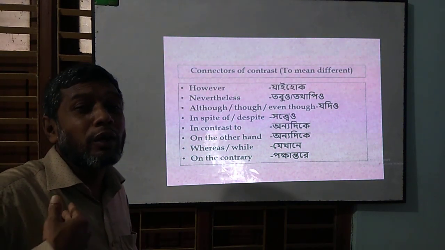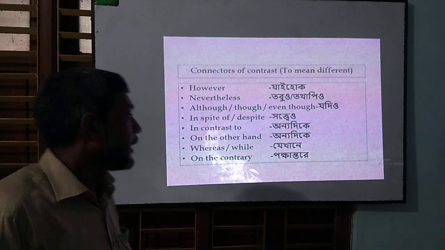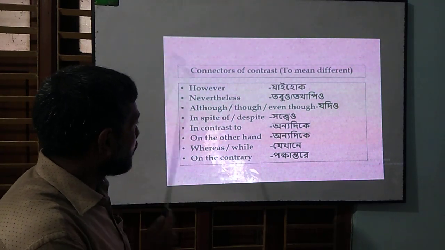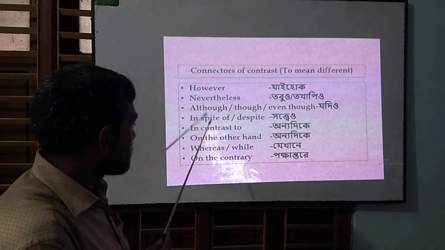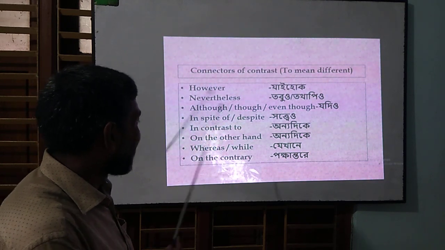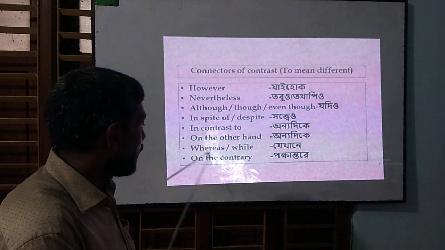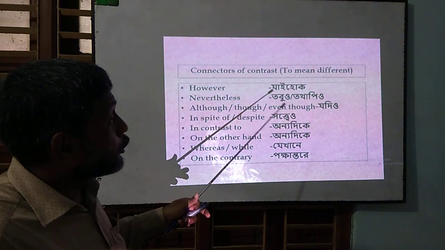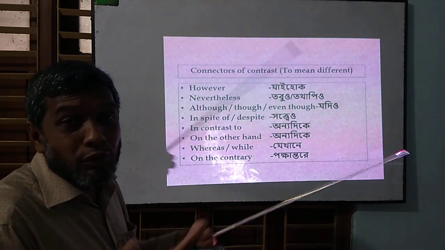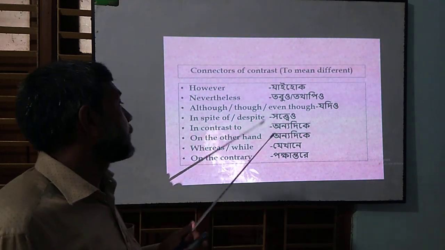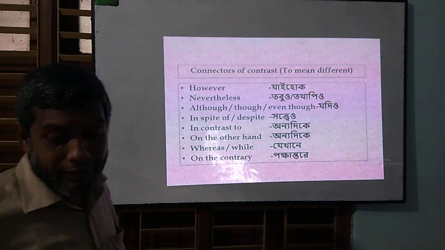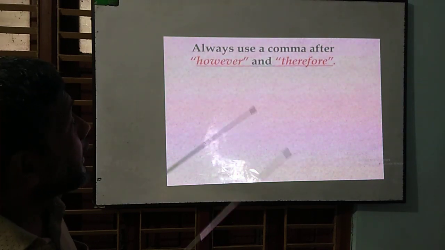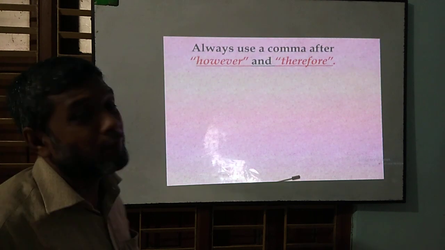If you show any differences between two sentences, then you can use however, nevertheless, although, though, even though, in spite of, despite, in contrast to, on the other hand, whereas, while, on the contrary. In the context, if you have to show the difference between two sentences, then you can use this type of sentence connectors. Again, dear students, here we have an important point for you.